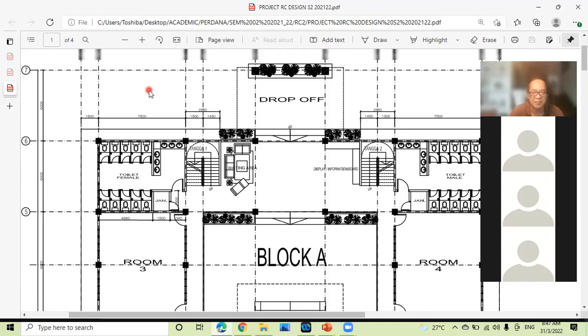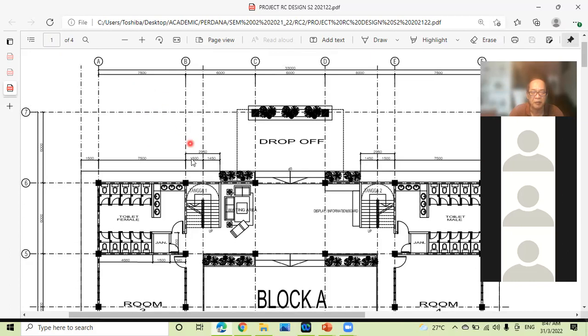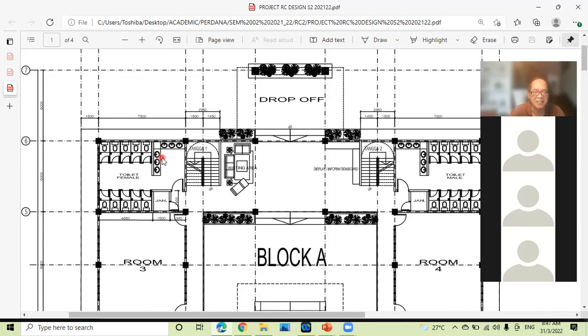This is the biggest span ataupun the longest span between columns. In this direction we have about 6 meters. Okay, and this is again about 6 meters, and 7.5 is the biggest ataupun the biggest center to center distance between columns.